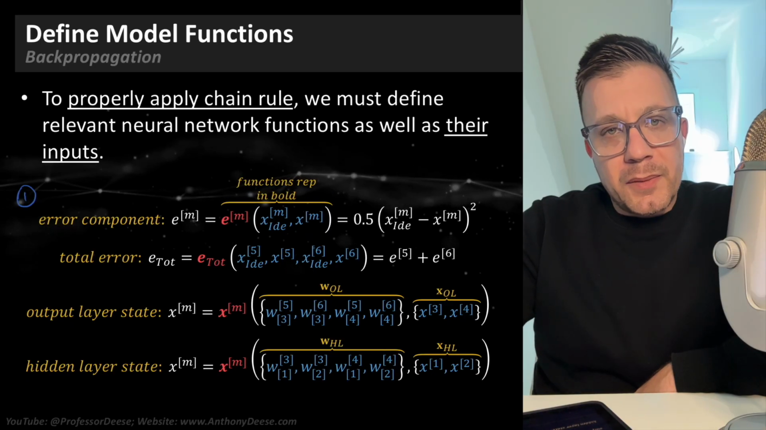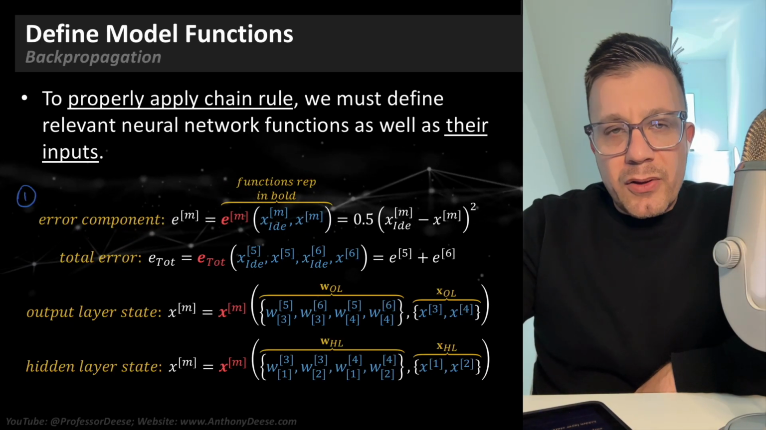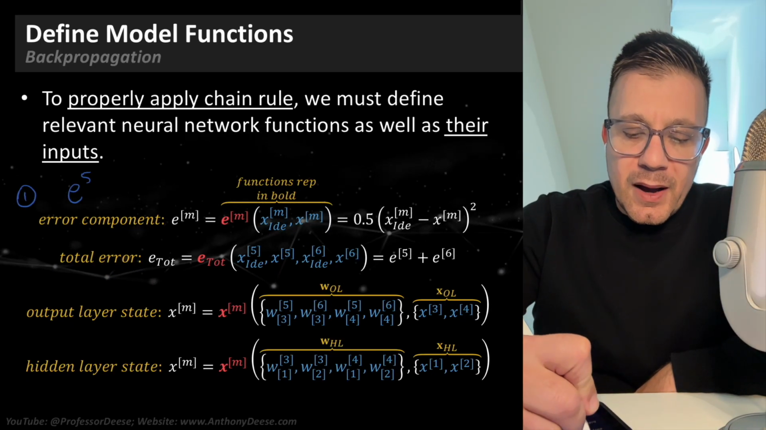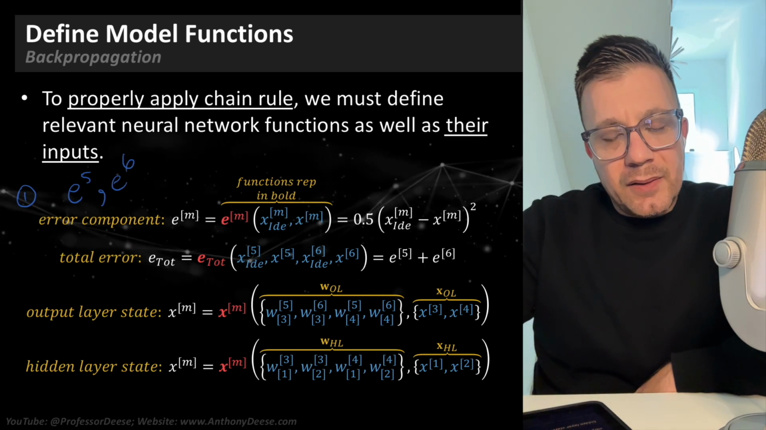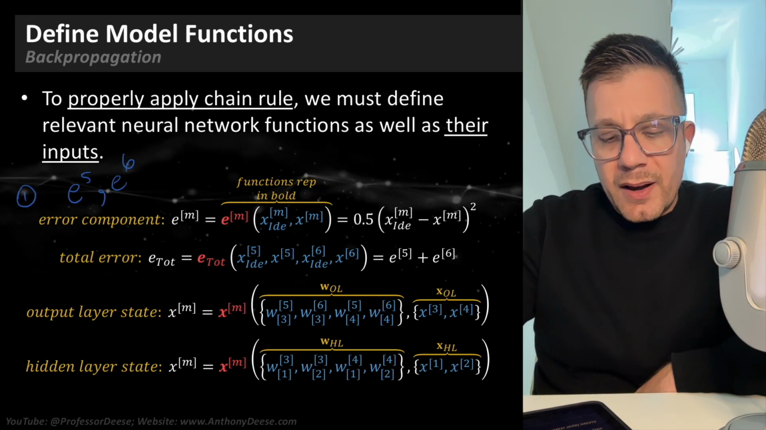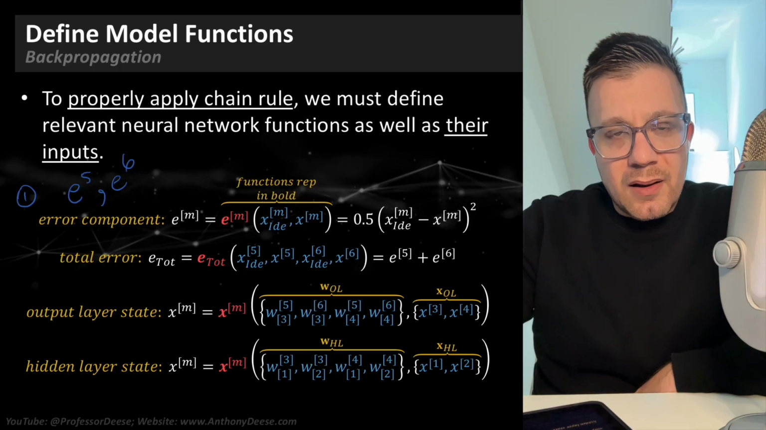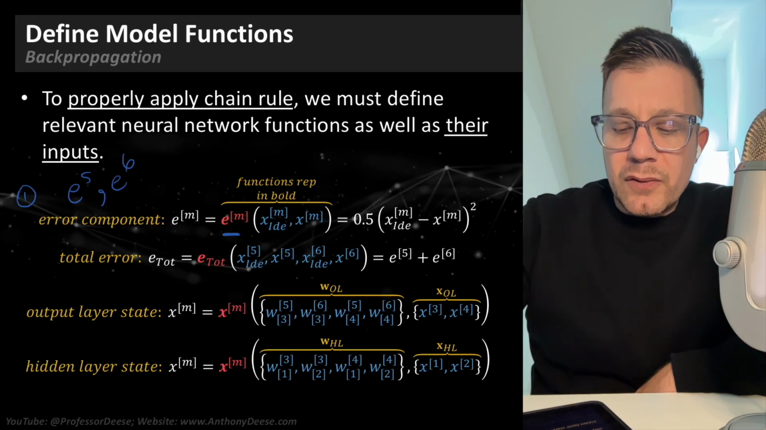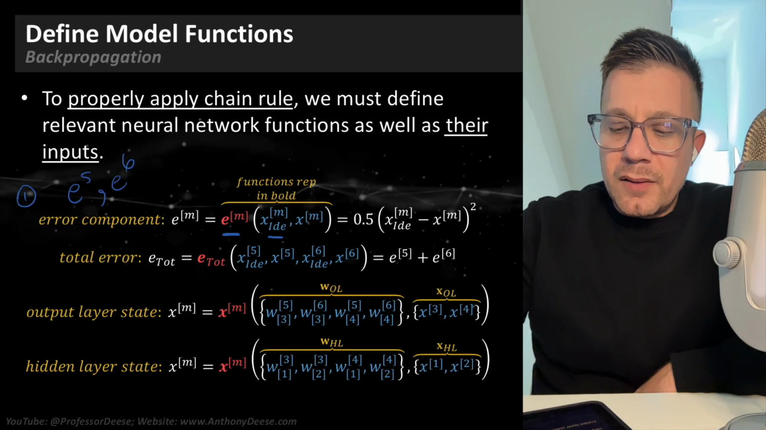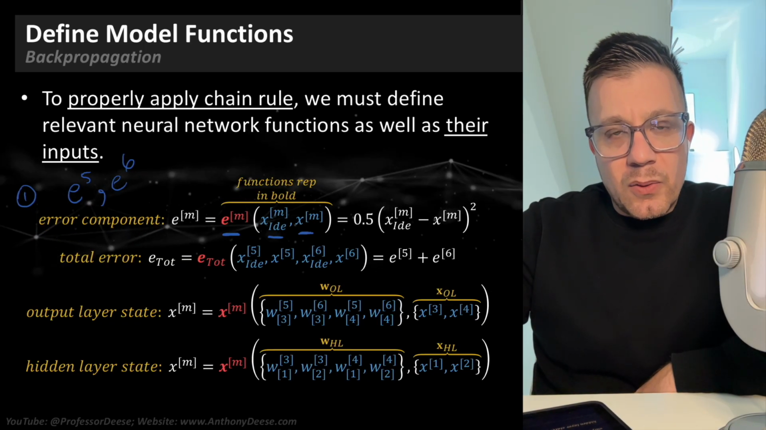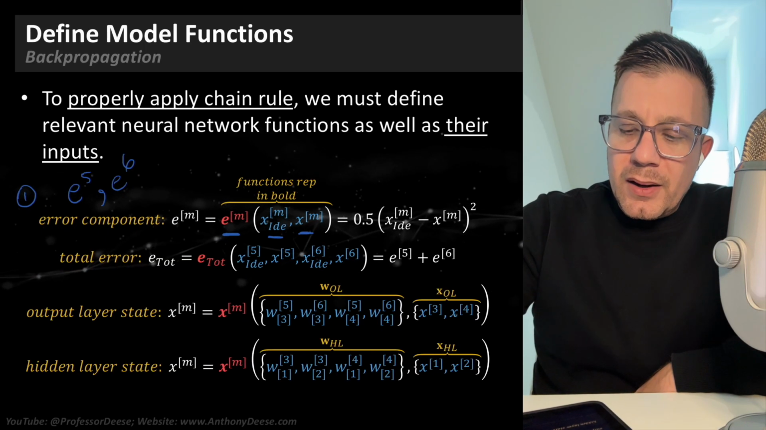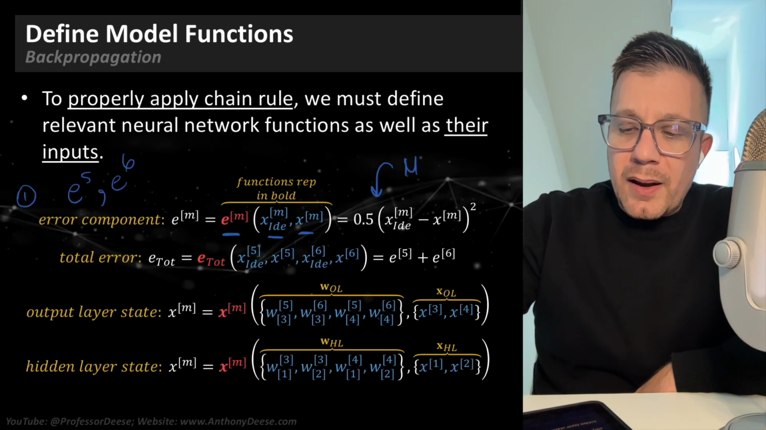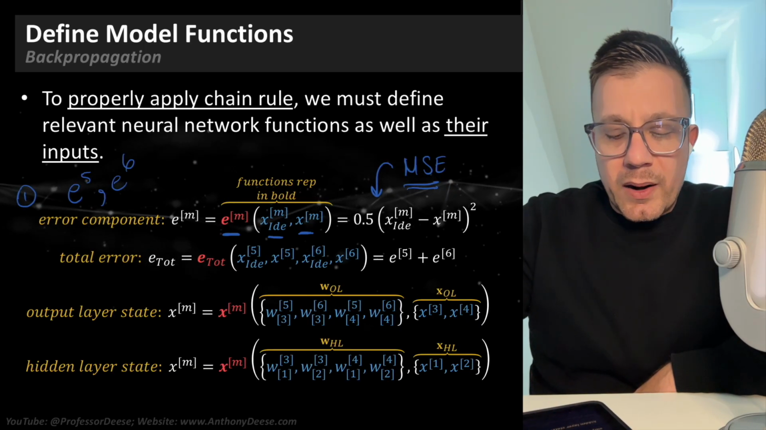Now, if we remember from the last module, we saw that there were two components of our error. There's E5 and E6. E5 is associated with the state of output node 5. E6 is associated with the state of output node 6. So E superscript M is a function of two arguments, the ideal state of node M as well as the calculated or estimated state of node M. And here we can see the error function defined by the mean squared error.